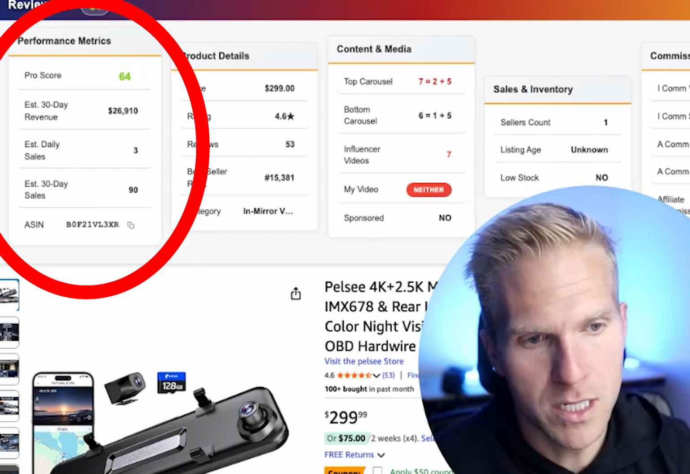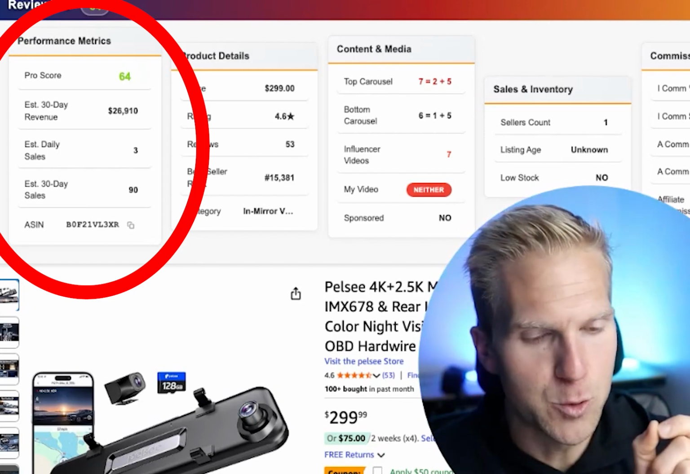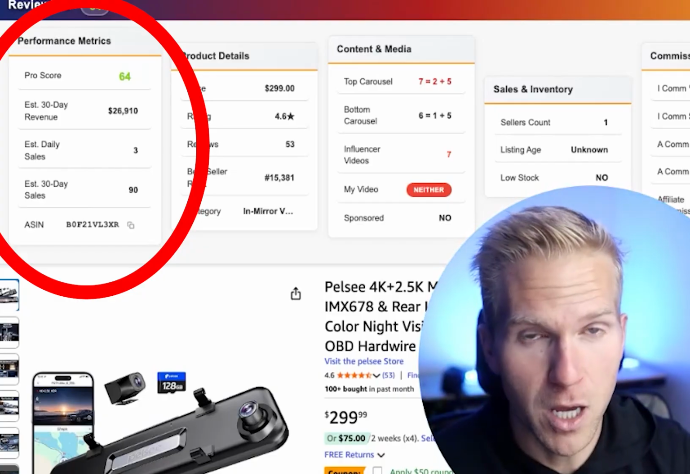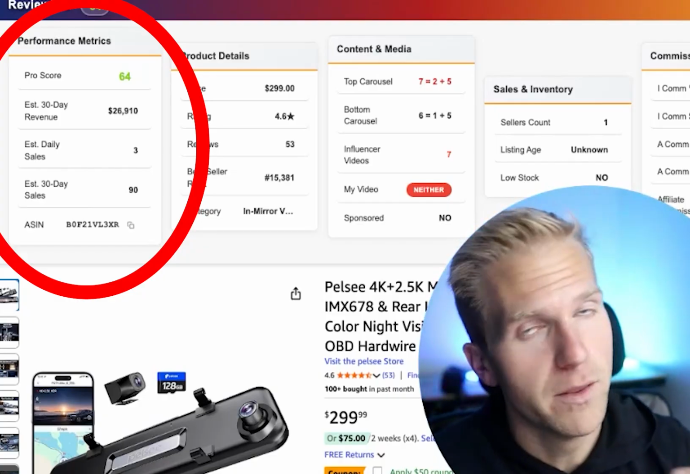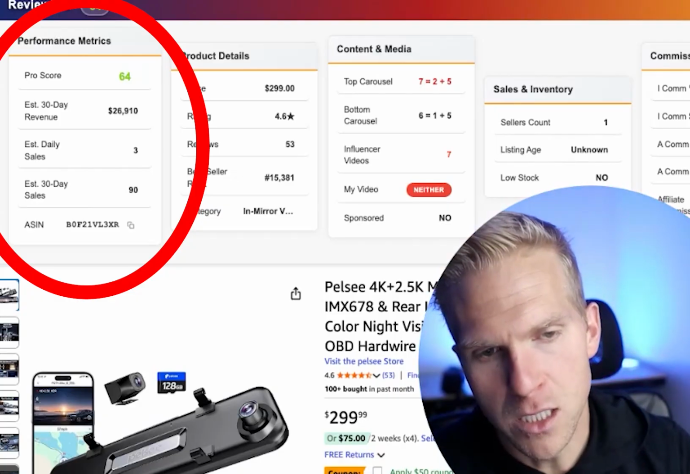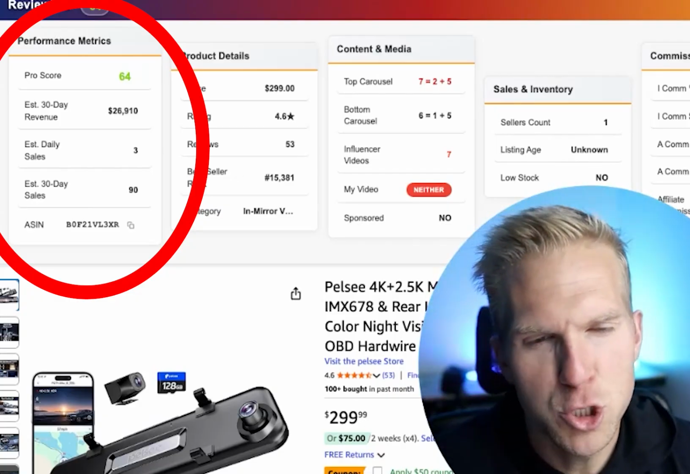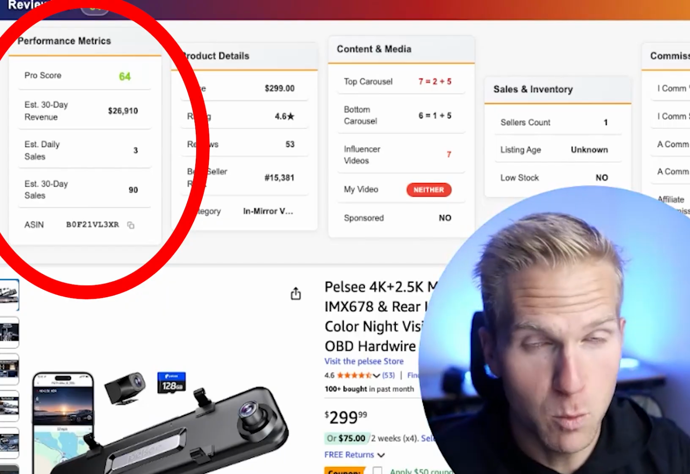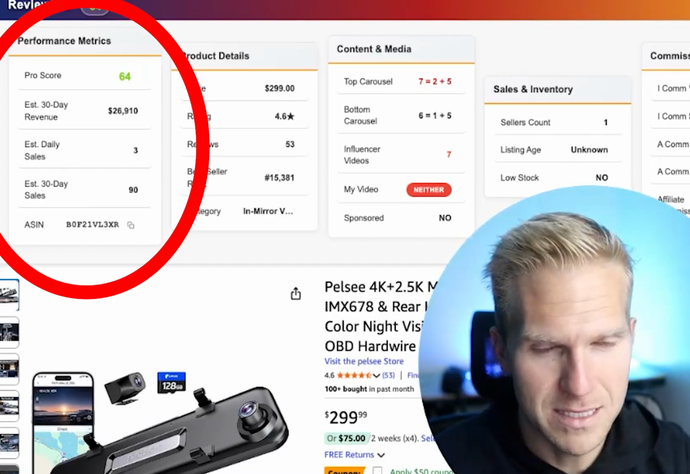If there's only one number you could pick to know if a product is good to review or not, it's the Pro Score. The closer it is to 100, the better. Even if the Pro Score is low or red, that doesn't mean you shouldn't review it. But if you had the choice between two similar-looking products, you want to pick the one with the highest Pro Score. I'm going to get back to that in a second.